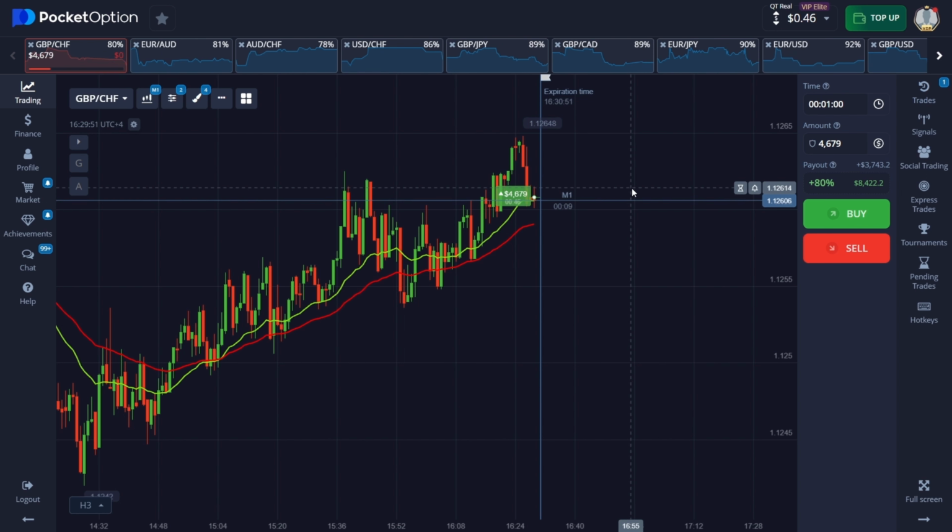Currently, the trade is not going in our favor, but we still have 45 seconds left. The current candle is moving in our favor and has turned green. We still have 35 seconds left, and the trade is going in our favor.